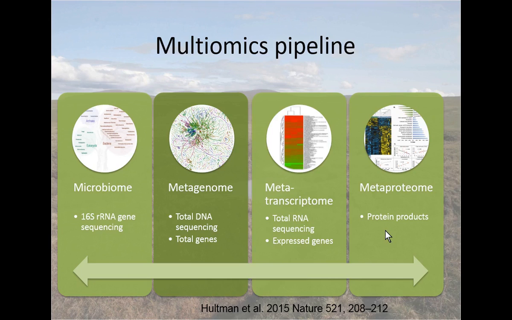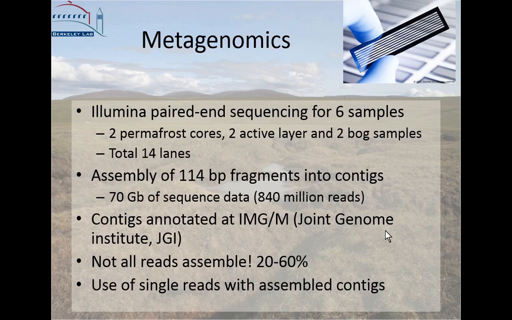After 16S, I did metagenomes, so I sequenced the metagenomes for 6 samples. That was a lot then, but really little at the moment. So I had 2 samples from permafrost, 2 from active layer, and 2 from bog, and I sequenced this with Illumina HiSeq. I did assembly, but I could only assemble from 20 to 60% of the reads because I didn't want to throw my data out. I was working both with the raw single reads and with the assembled contigs. And my contigs I annotated at IMG, so at the Joint Genome Institute.